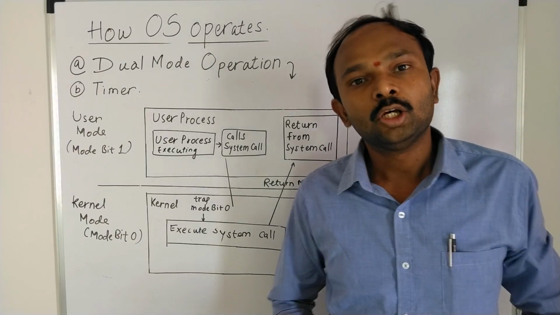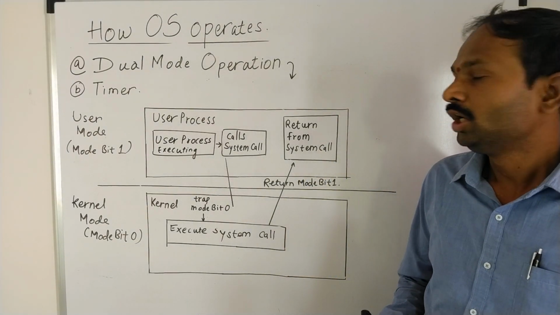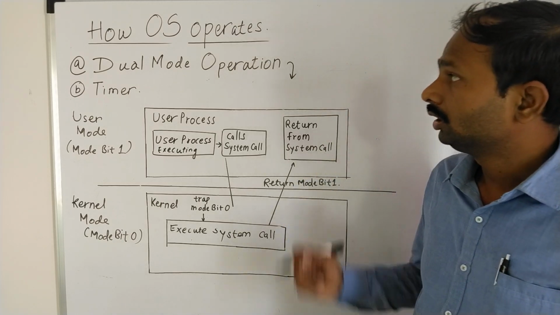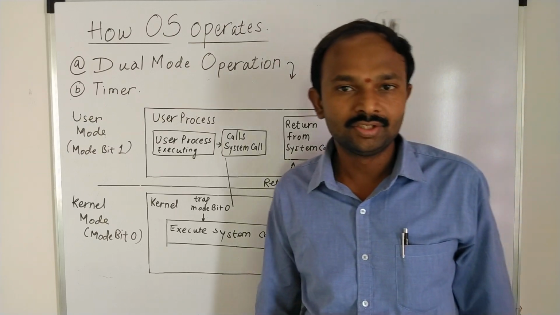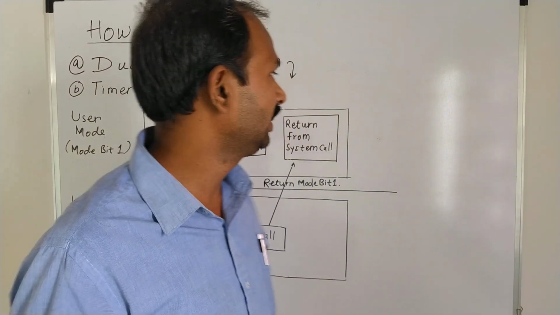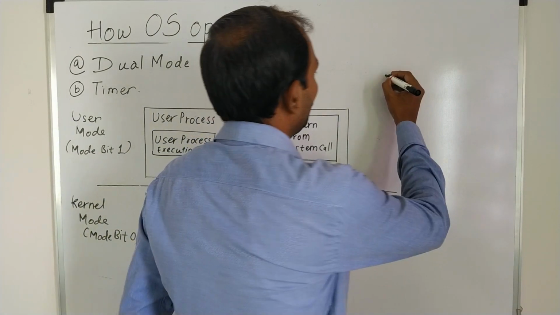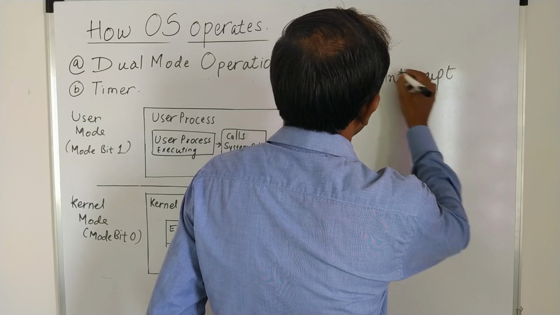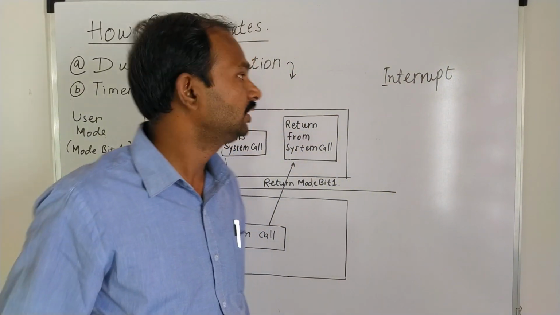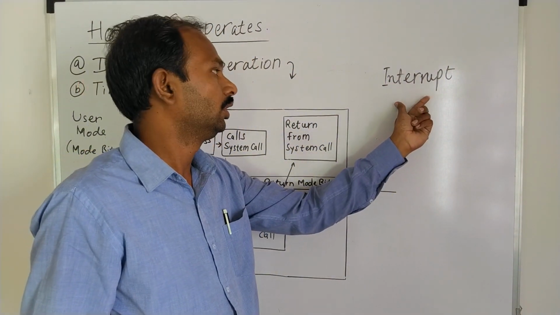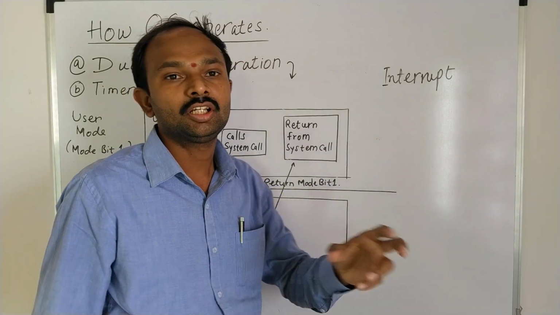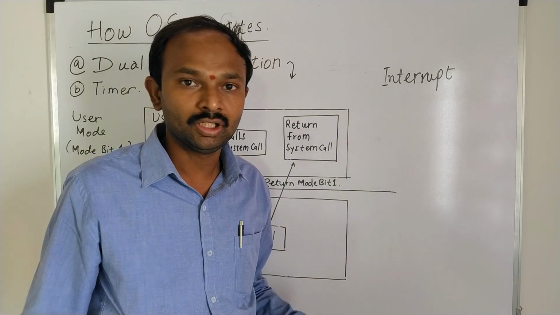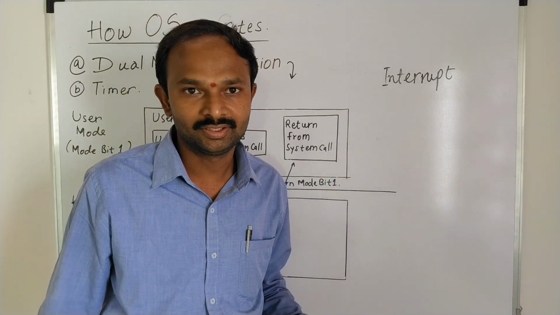Hello everyone. Now in this video we will see what the operating system operations are. When it comes to an operating system, all modern operating systems are interrupt driven. An interrupt is a necessary action for a processor to perform some activities. Unless the interrupts are given, the operating system does not operate.